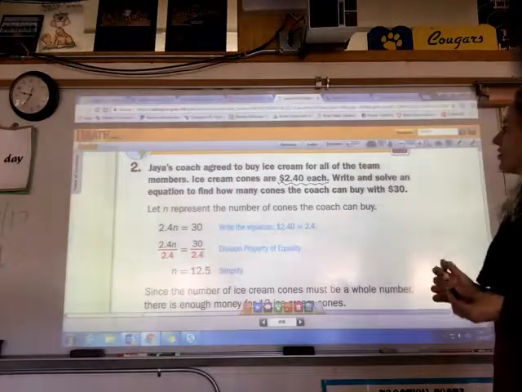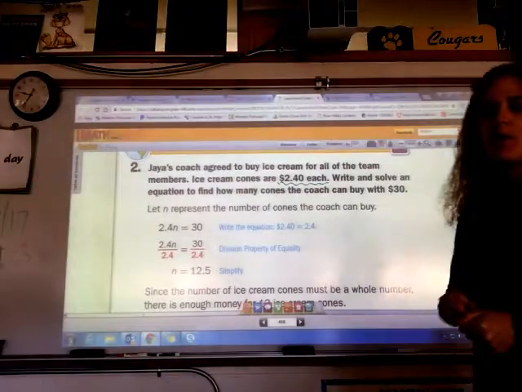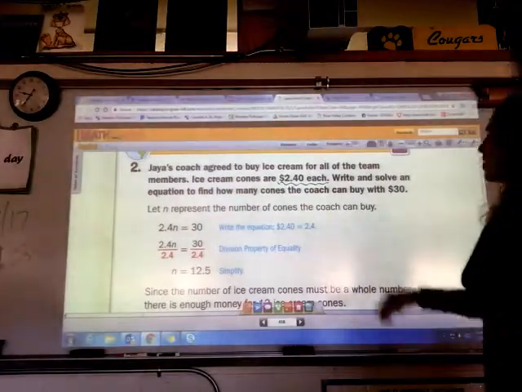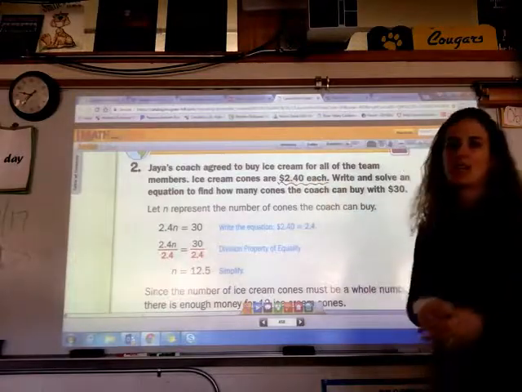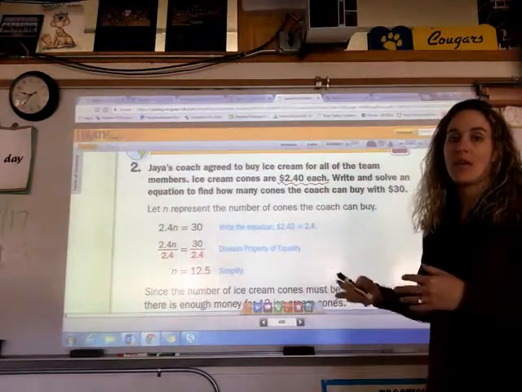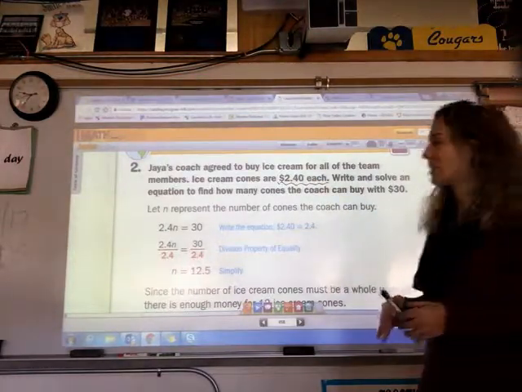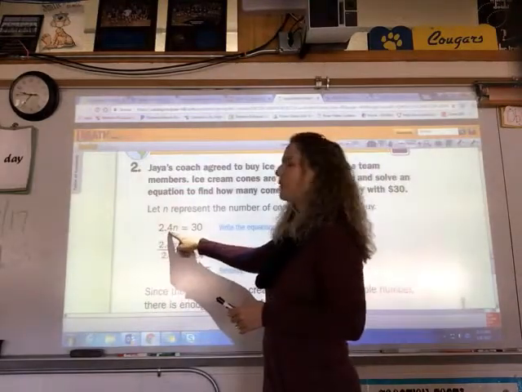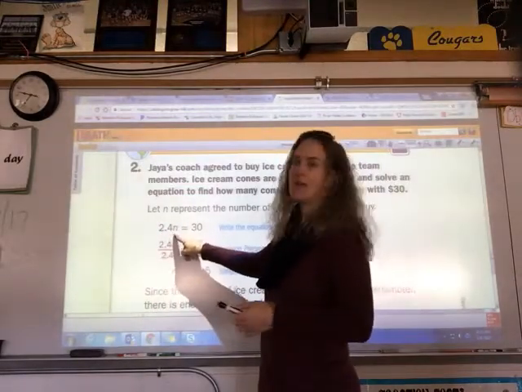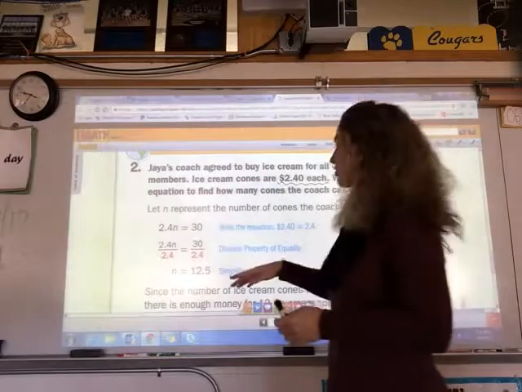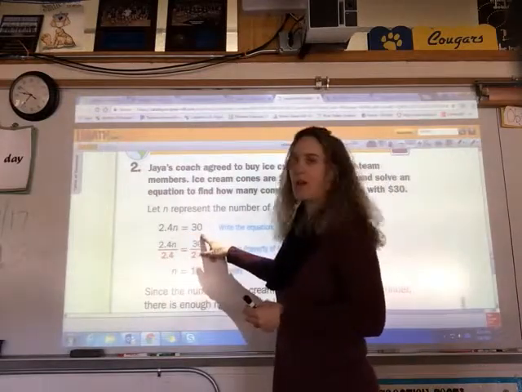Write and solve an equation to find how many cones the coach can buy with $30. So we know that the cones are $2.40 each. We don't know how many we're getting, but we know that they're going to cost us $2.40 per cone. So we're thinking $2.40 times n. N would be your number of ice cream cones you're getting, equals $30.